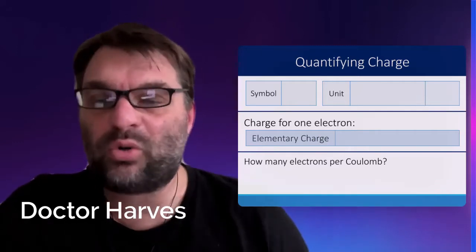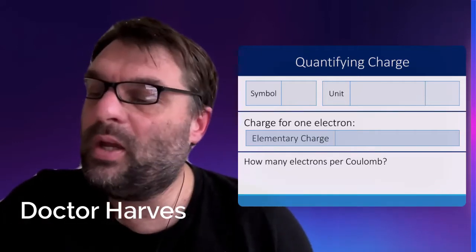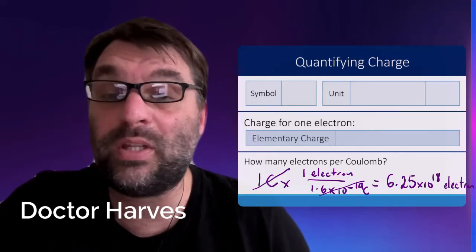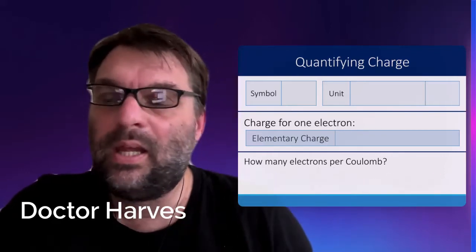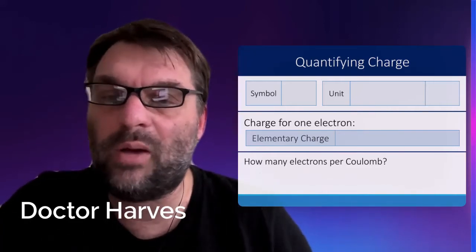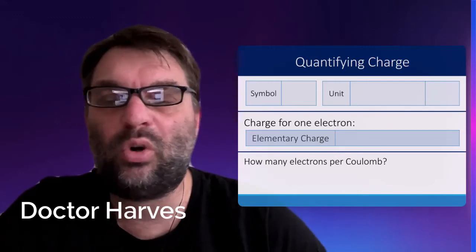So therefore, how many electrons are there per coulomb? Well, if one electron is 1.6 times 10 to the negative 19, then that means that 1 coulomb will be 6.25 times 10 to the 18 electrons. Quite a number.